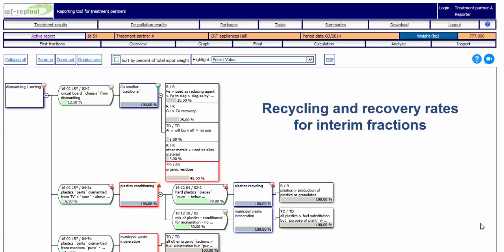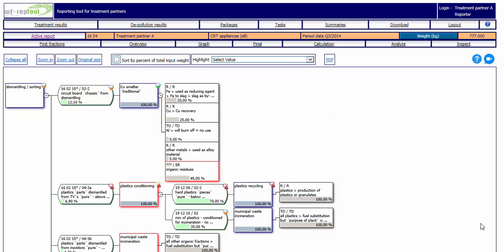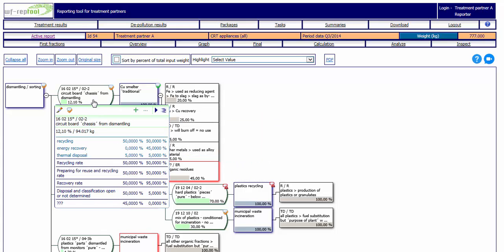In the new version of the RepTool, you have the option to see the recycling and recovery rates for interim fractions. For this, you have to use the graph view of the report and just move the mouse over a fraction symbol, the cake symbol. You will see the individual classifications regarding recycling, other material recovery, energy recovery, and disposal options, and the totals of the recycling rate and recovery rate.